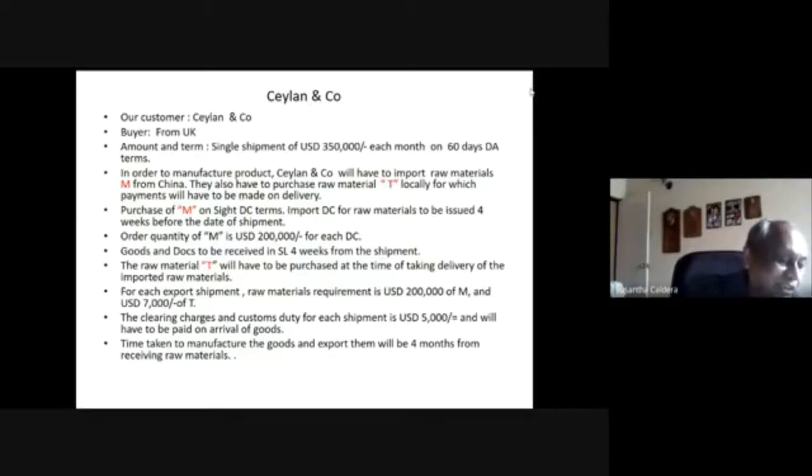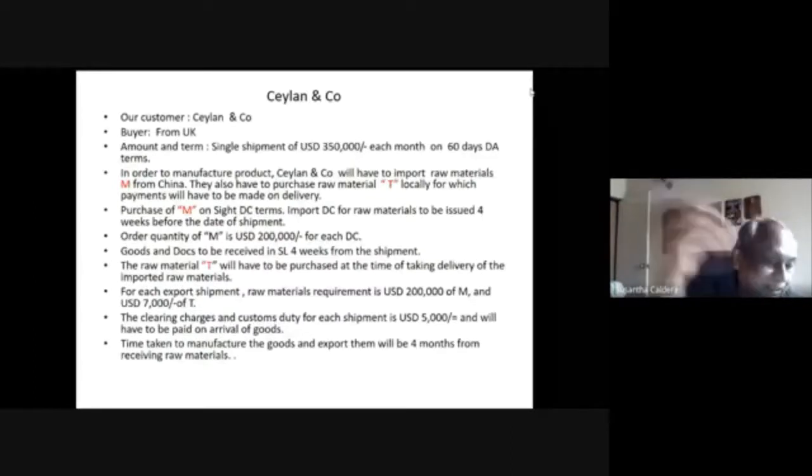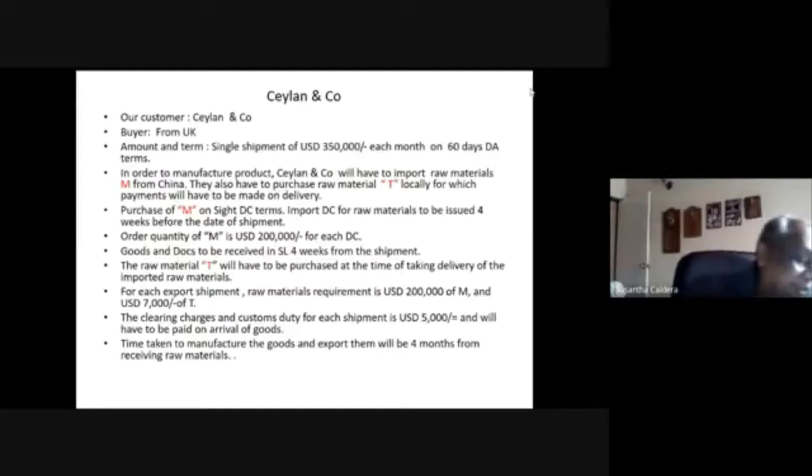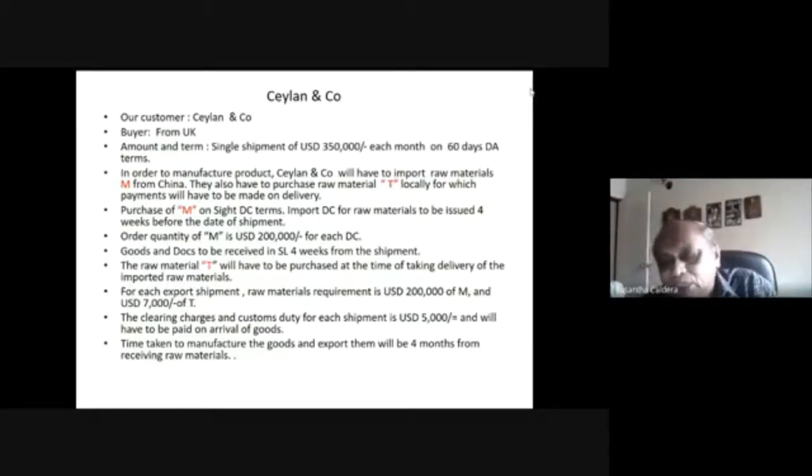Then we need 4 times, we have to cover four such bills. After that, what do we need? Facility 3 to purchase raw material tea locally.